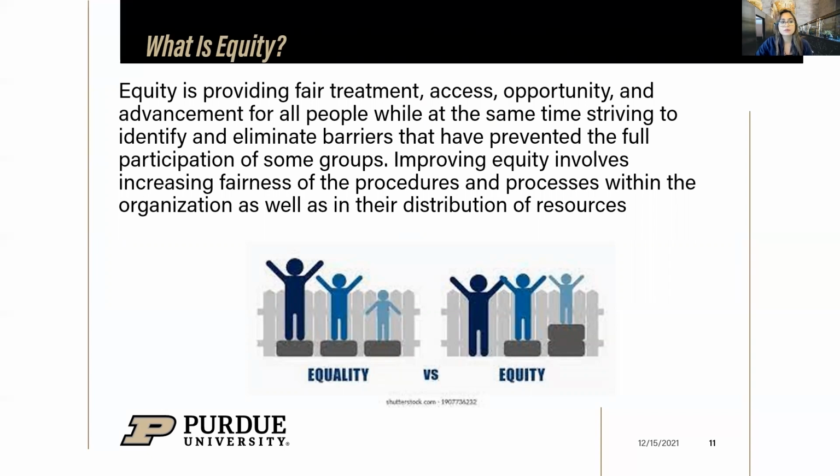Improving equity involves increasing fairness of the procedures and processes within the organization, as well as in their distribution of resources. Health equity means giving patients the care they need when they need it. Or as the Institute of Medicine report puts it, health equity means providing care that does not vary in quality because of personal characteristics such as gender, ethnicity, geographic location, and socioeconomic status.